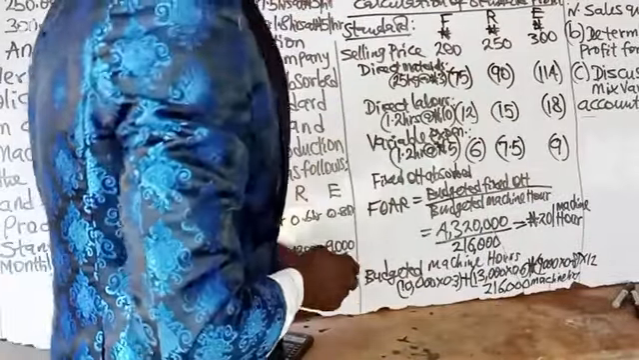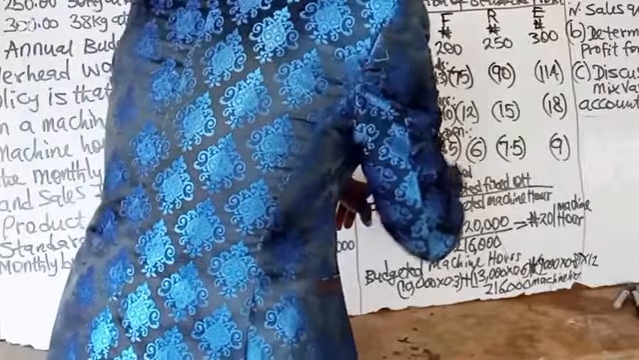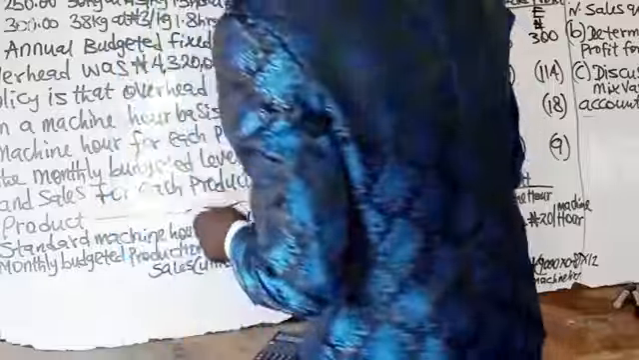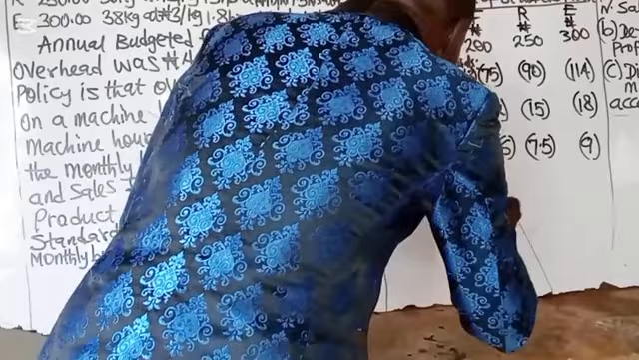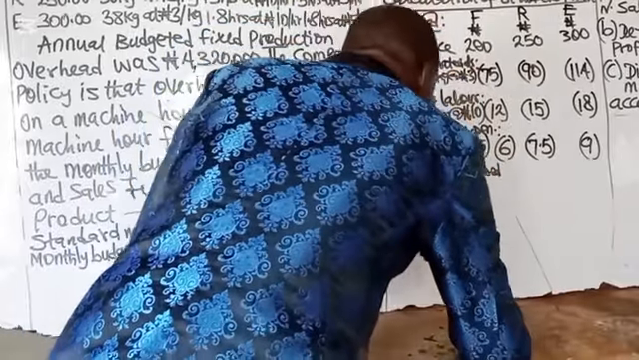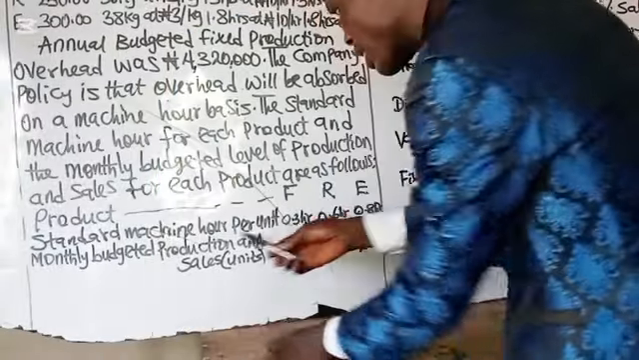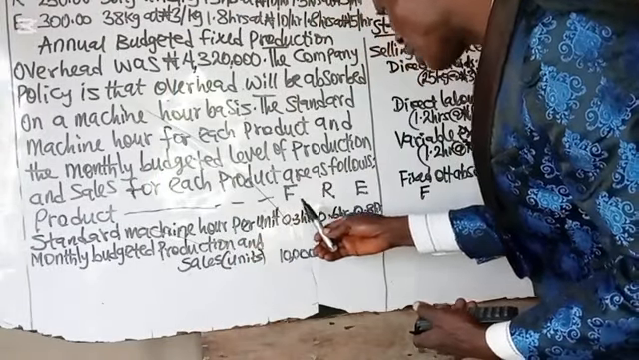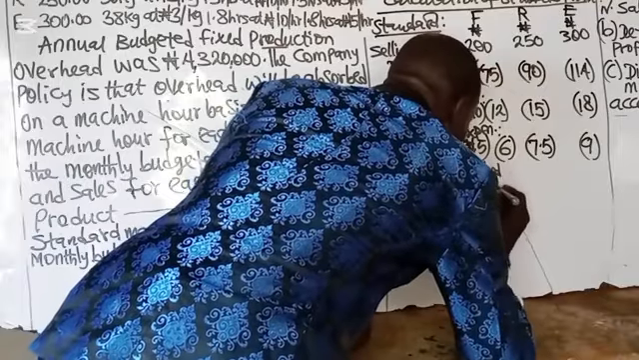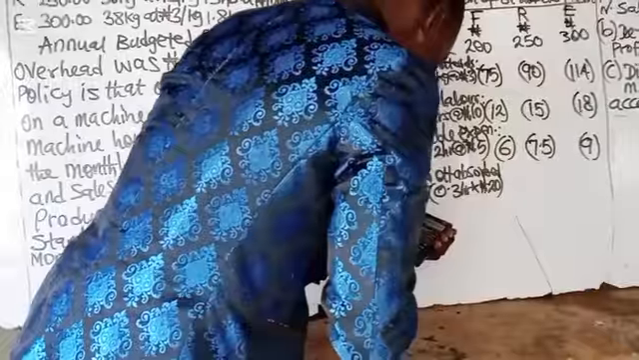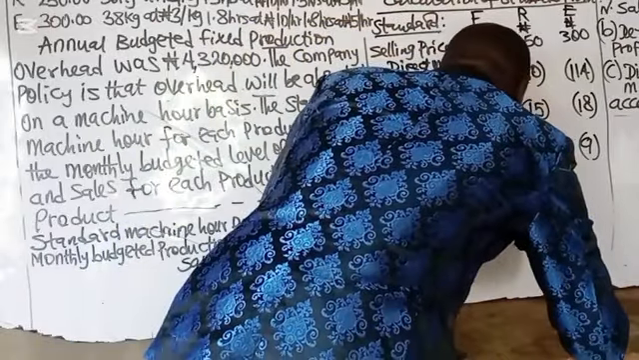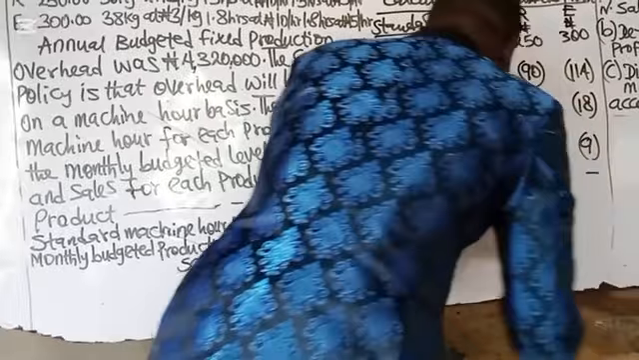So we now use this rate to absorb fixed overheads to each product. Remember, it is machine hourly rate that is to be used, since overheads are absorbed on machine hour basis. Our overhead absorption rate is 20 naira per machine hour. So for F, the standard machine hours is 0.3 hours. We have 0.3 hours times 20 naira per machine hour. 20 times 0.3 gives us 6 naira as the amount that will be absorbed to F.